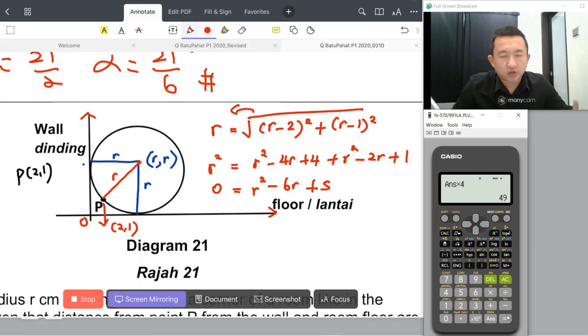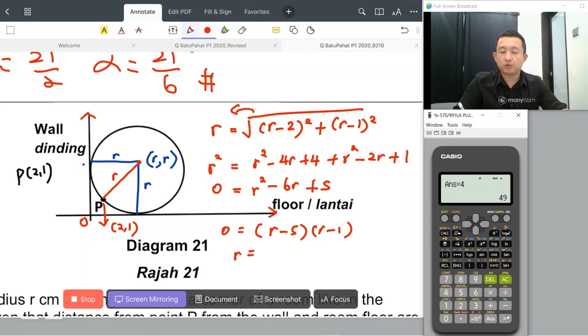And what is this? A quadratic equation. Can you solve it? You have (r minus 5)(r minus 1). So r could be either 1 or 5 or both. So the radius for the wheel would be 1 or 5. You have to check: can we adopt both answers, or only one of them, or none of them?